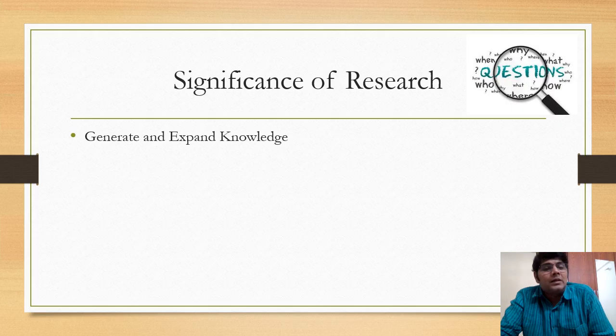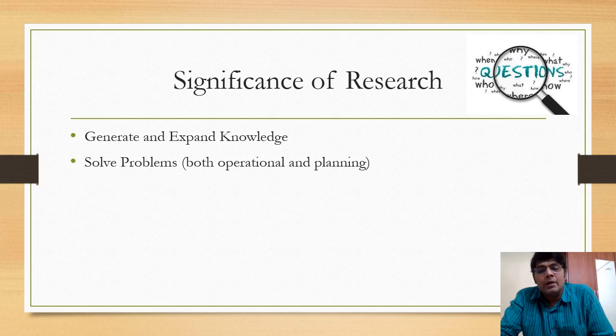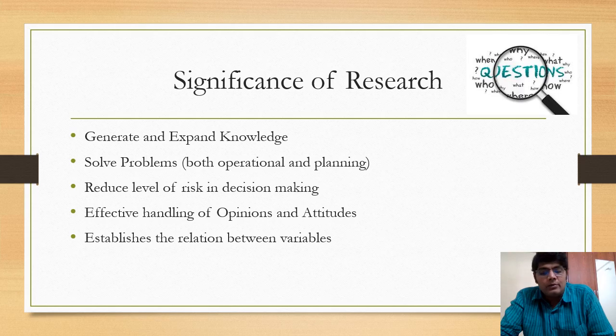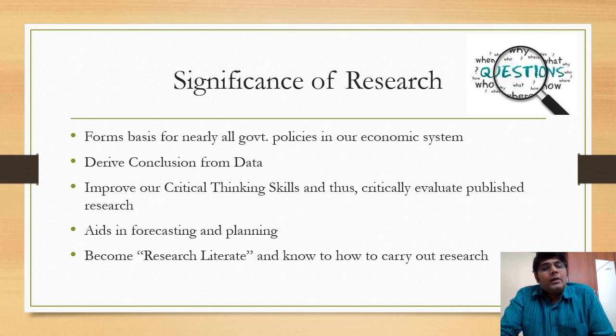Number one is it helps in generating and expanding knowledge. It helps us to solve problems, which can be either operational or it can be on a planned stage. It helps in reducing level of risk in our decision making. It helps in effective handling of opinions and attitudes, and it helps in establishing relationship between the variables, and it is also forming the basis for many innovative aspects around us. Not only that, when you speak about research, this is helping us not only individuals but also the government. All the government policies that we are having today in our economic system is based on the research that is being carried out.